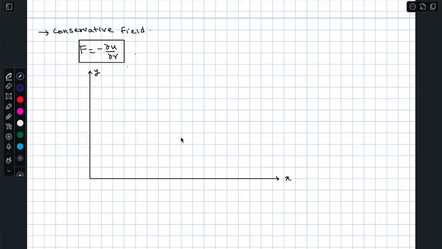I am plotting potential energy along the y-axis, and x along the x-axis. We may see that the nature of the graph might be something like this. How it happens, in which case, is none of your business. I'm just giving a general case.